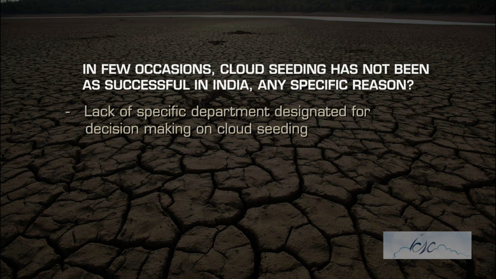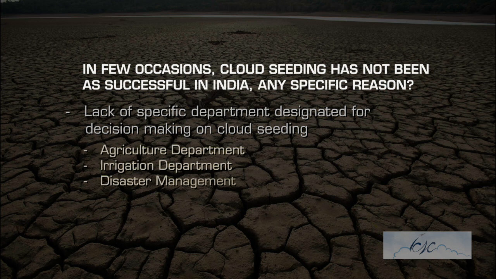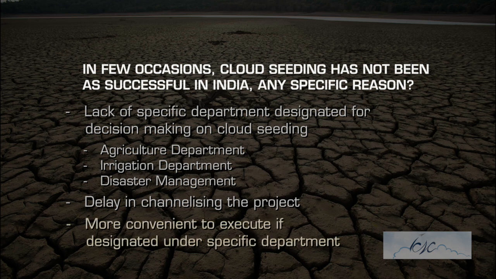In India, we have no specific department designated for the decision making on cloud seeding. For example, it can come under the Agricultural Department, Irrigation Department, or Disaster Management. This also adds to the delay because of the confusion in channelizing the project. It would be more convenient to execute the mission effectively and in a timely manner if it is designated under any specific department.